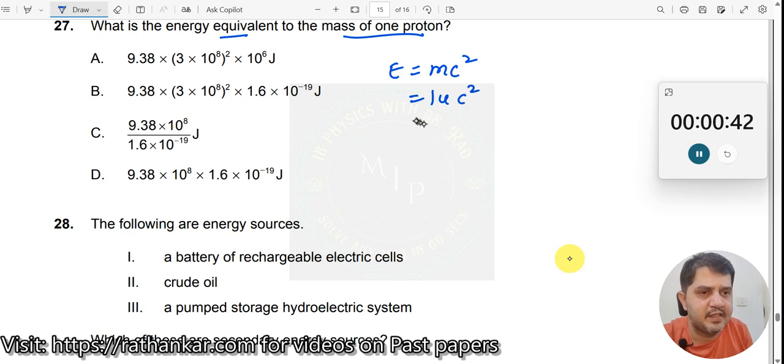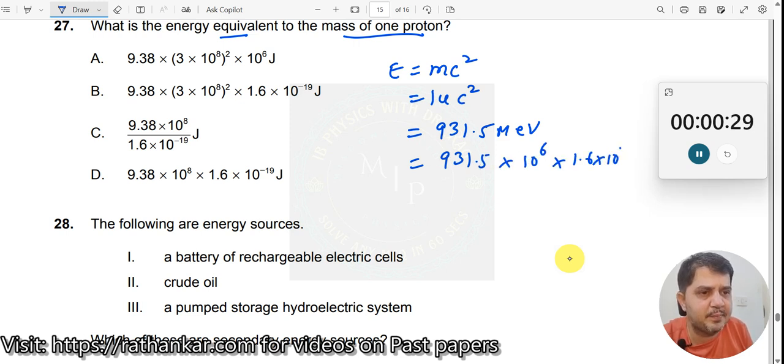You can put it like this. What is 1 UC square? This is nothing but 931.5 MeV. That's what we know. Okay. So what we do is we'll write this as 931.5 into 10 power 6 into 1.6 into 10 to the power of minus 19 into joules over here.